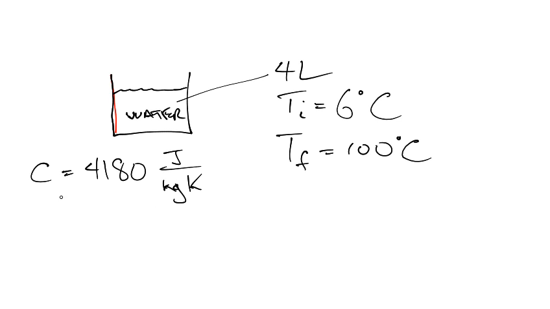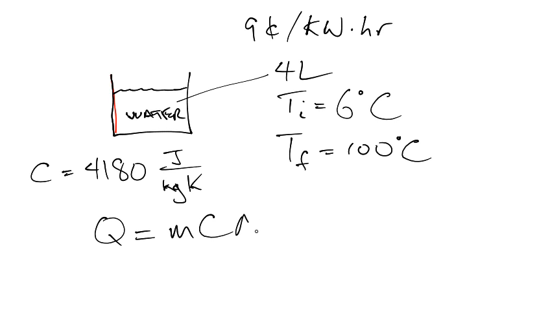We also need another piece of information, which is the price of electricity. The price of electricity, we will say, is 9 cents per kilowatt hour. That's what electricity is usually sold by, the kilowatt hour. So it's pretty clear that in order to solve this problem, we're going to have to say Q equals mc delta T. We're going to have to use this equation to find out how much energy is consumed.